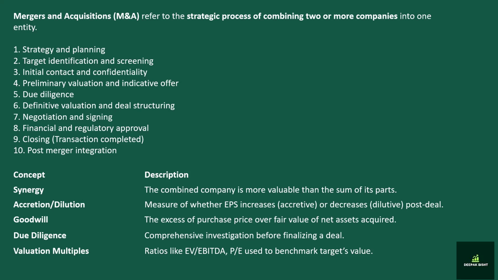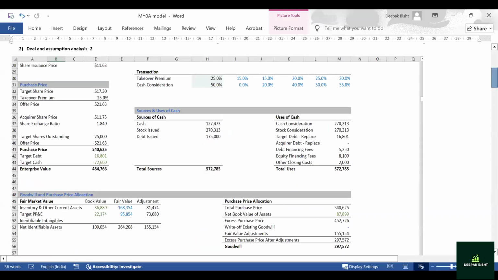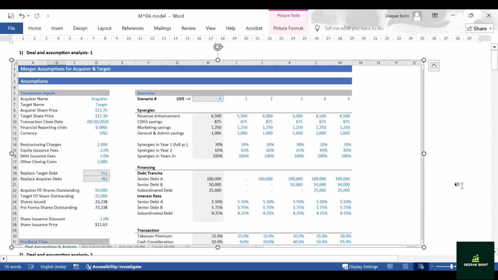I hope you now have some knowledge about mergers and acquisitions. We have discussed the steps of merger and acquisition, and we have discussed these key concepts. Now I want to show you what a merger and acquisition model looks like. These are snippets from my merger and acquisition model. I just wanted to show you the snippets first. We will discuss this model in detail later on.